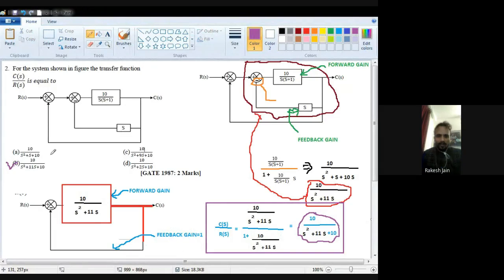So it had already come in the GATE exam, and now we are able to solve it with the help of the basic block diagram reduction rules.